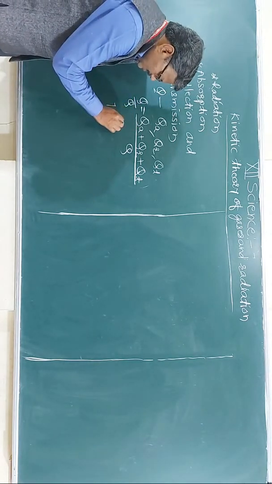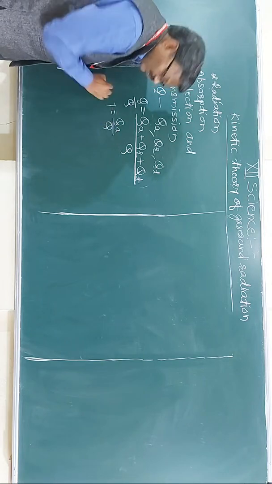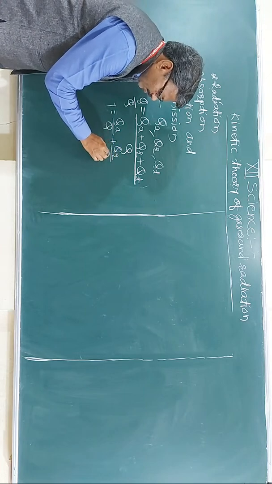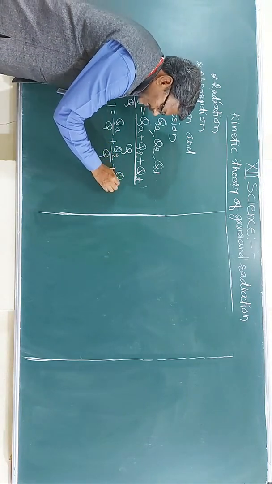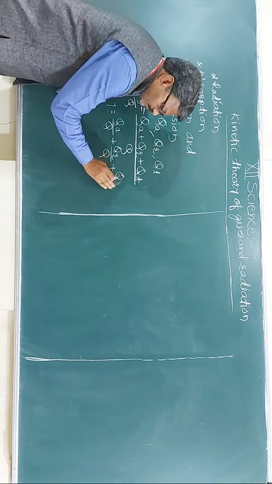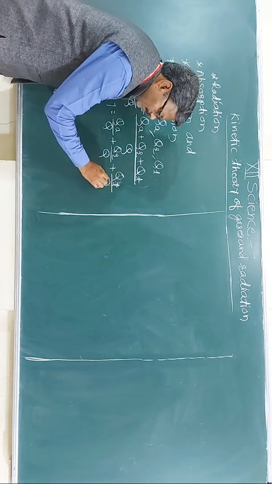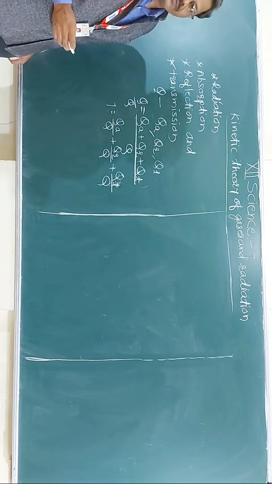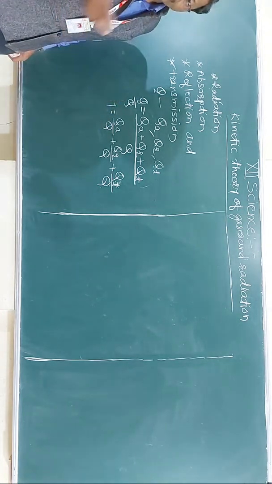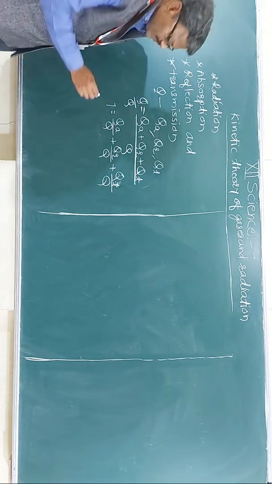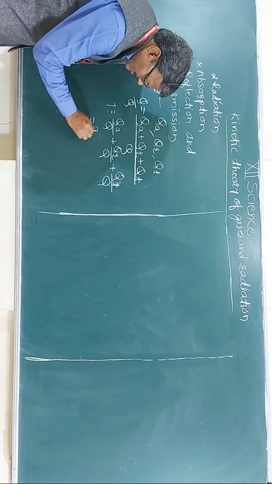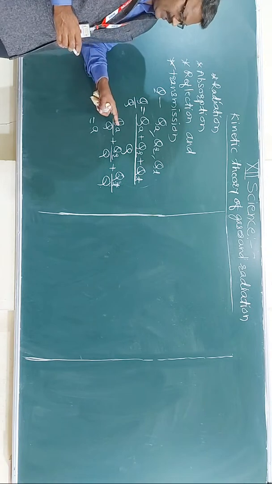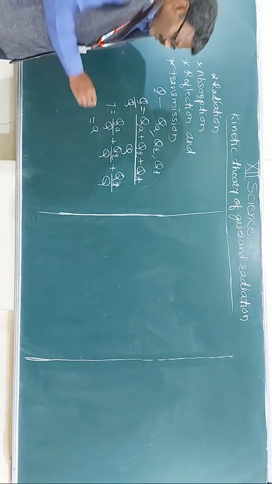Now we can write this as QA/Q + QR/Q + QT/Q. Now this ratio QA/Q is called the coefficient of absorption, and it is represented by small a. So a represents the coefficient of absorption, which is QA/Q.